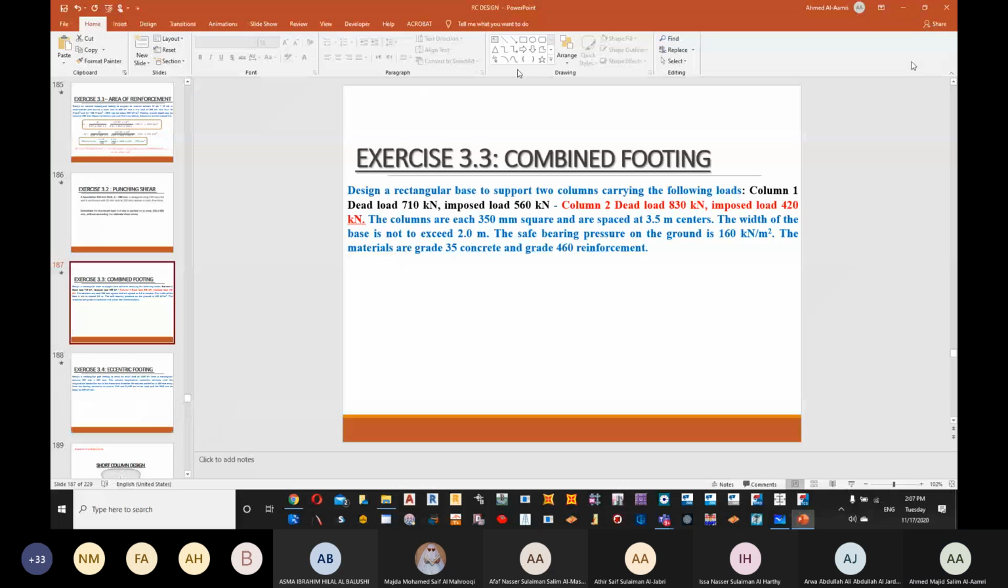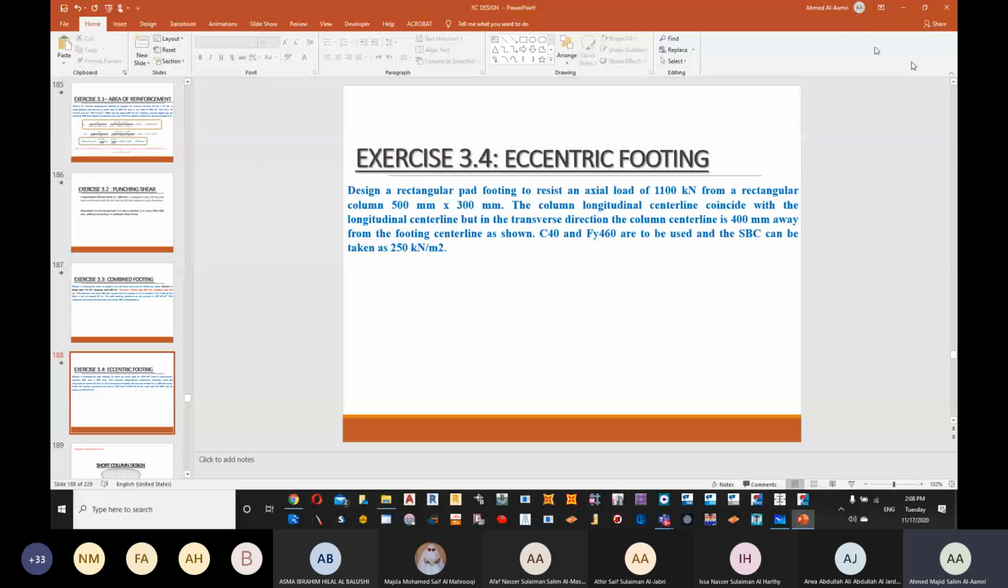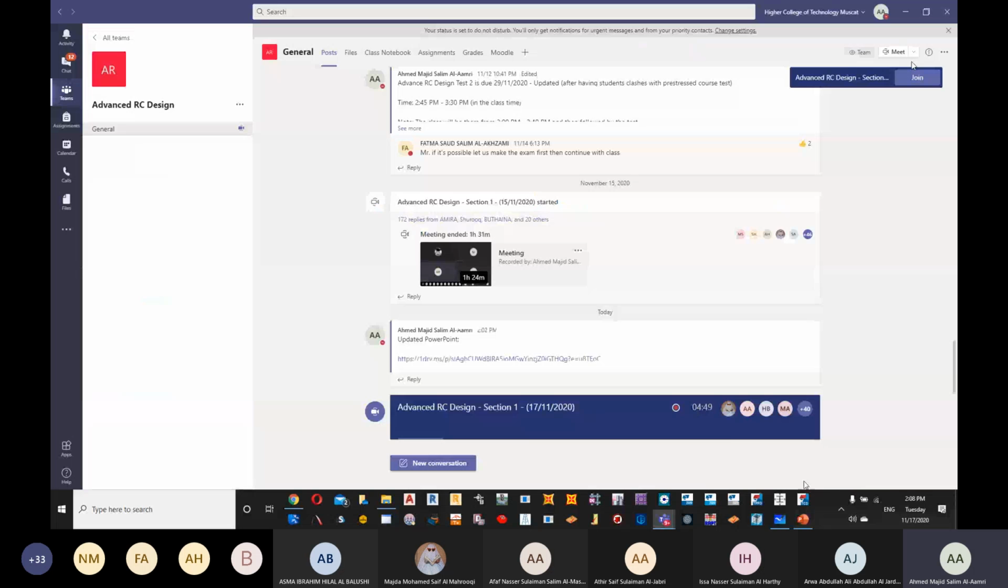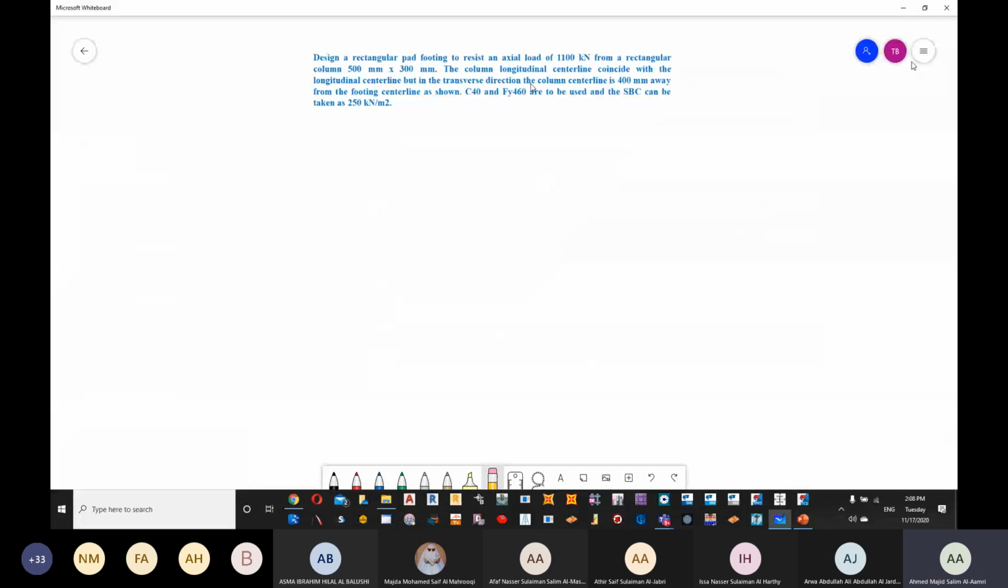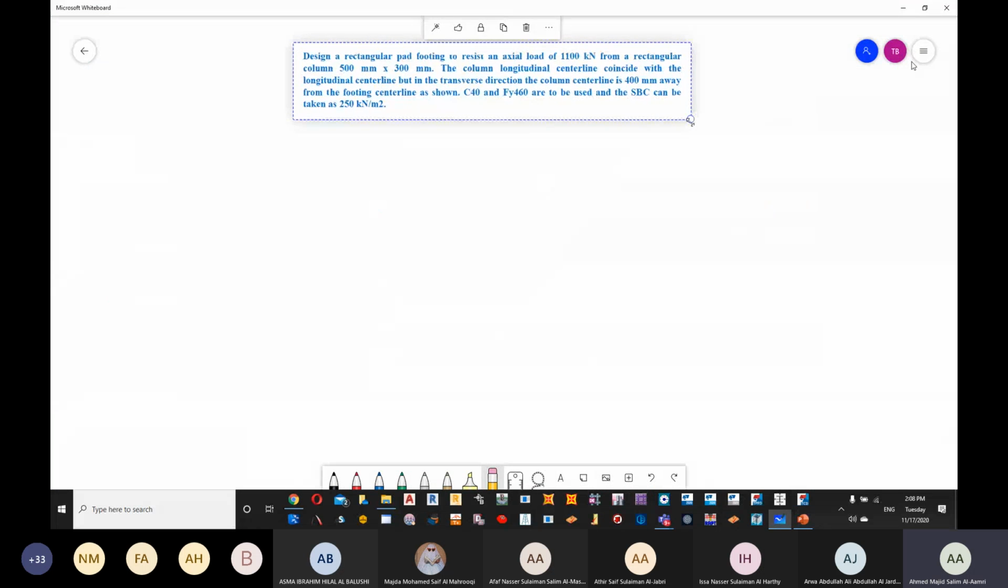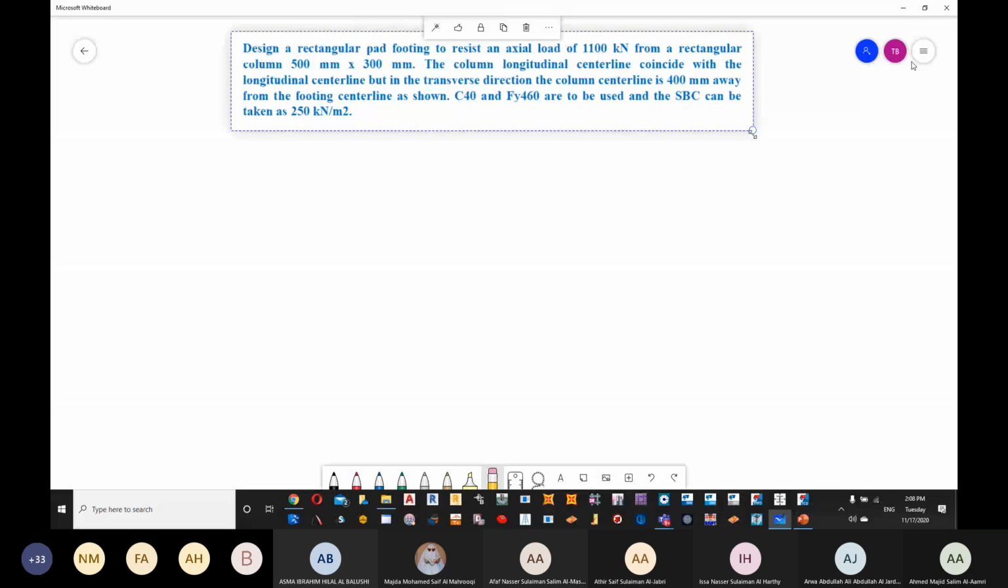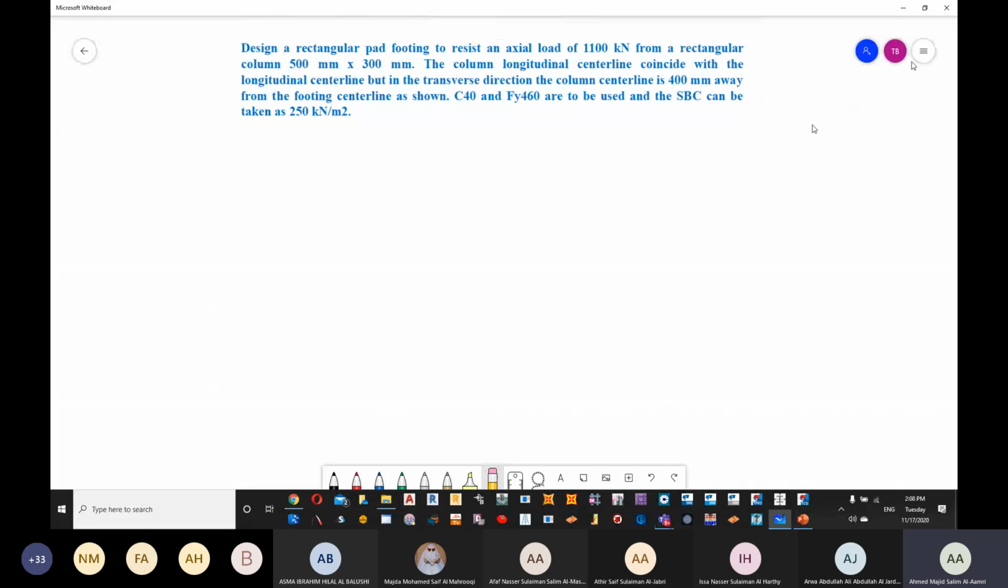So I have written the problem, which is exercise 3.4, on the whiteboard. Can you see it on the whiteboard? Can you confirm that you are seeing my screen? Okay.